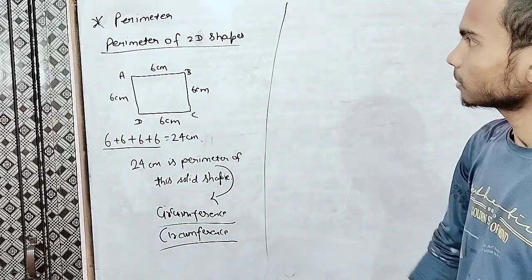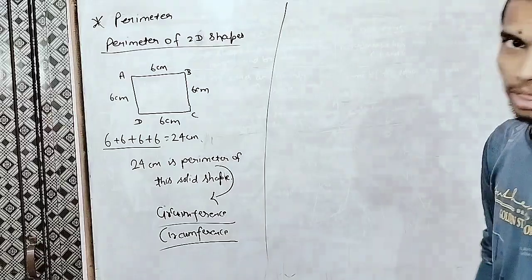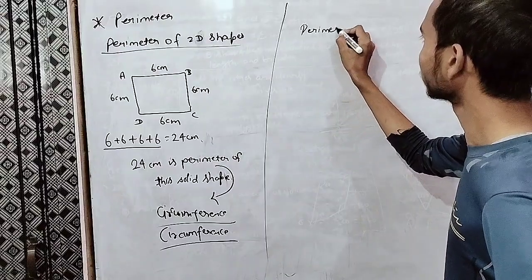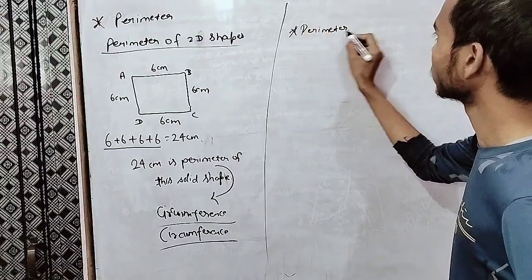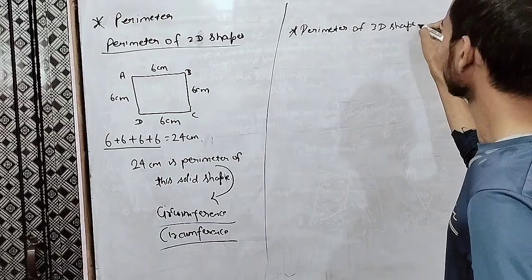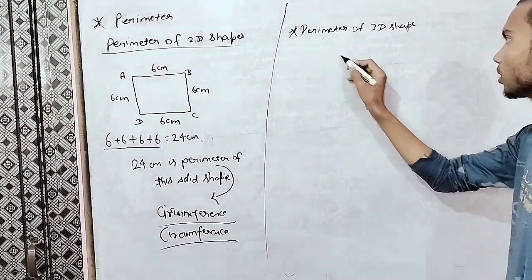Now let's take an example of 2D, 3D. Perimeter of a 3D shape. 3D shape. What will be?